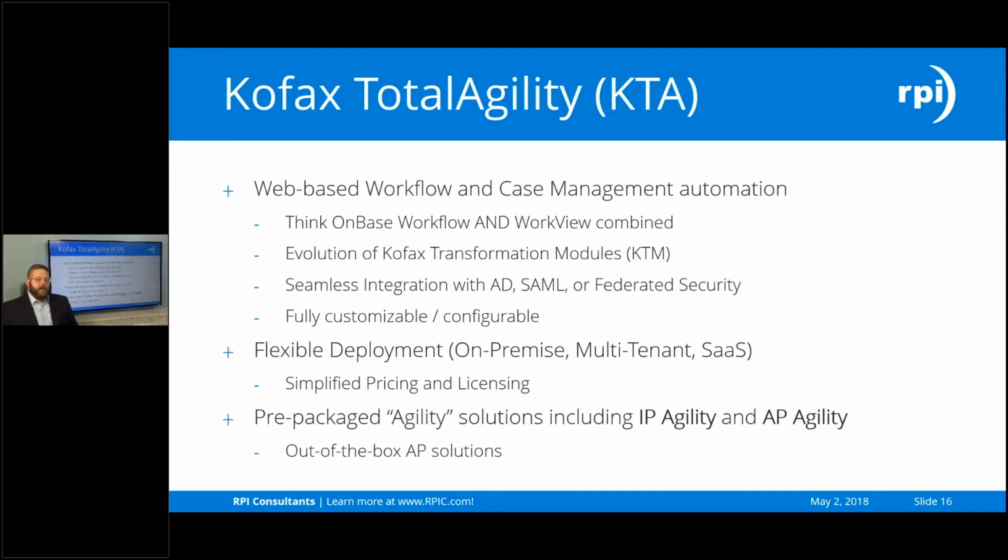Now, KTA is a powerful workflow platform, but there are a number of prepackaged agility solutions that can be deployed into KTA so that it's much more out of the box. So a couple examples of that are IP agility and AP agility. Both of these are accounts payable solutions, IP agility being only invoice OCR extraction and validation, and then AP agility is workflow on top of that, so includes everything from IP agility. Offers all of the benefits of KTA with the powerful out-of-the-box code that Brainware has.